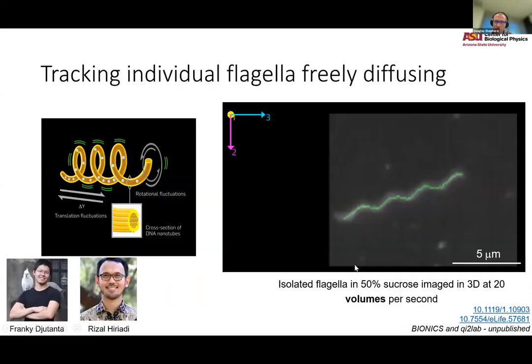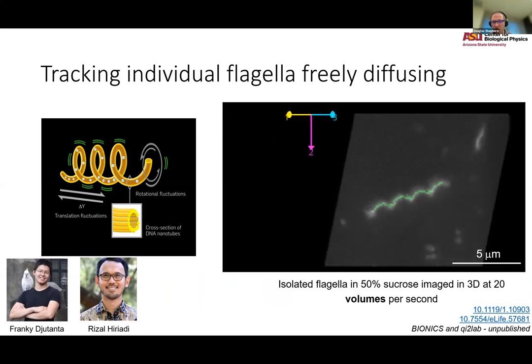And let's come back to that flagella example that I motivated this whole thing with. So remember I said we needed to track the thing turning in 3D. Well, Frankie's worked very hard with us on this system. So here's the 2D version of our data. Now we can turn it on its side.